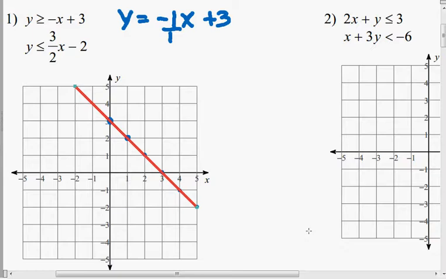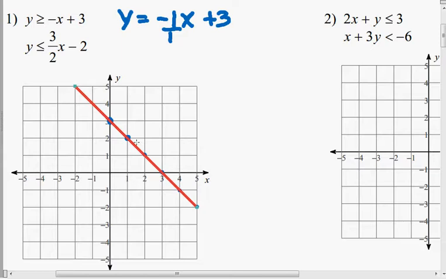So that's graphing that inequality. Well, it's graphing the line. I need to graph the inequality now. I need to look at the greater than. I've graphed y equals negative x plus 3. I have to graph y is greater than negative x plus 3. Two ways to do that. And I think I'll show you one way on this one. I'll show you another way on the other ones.